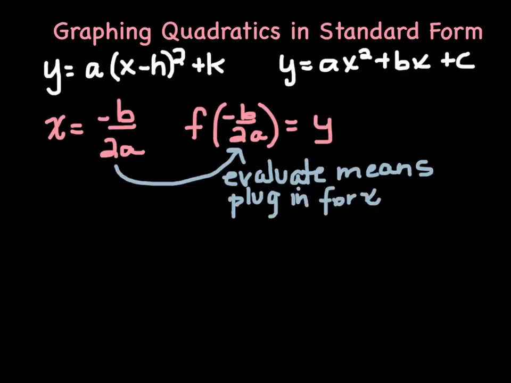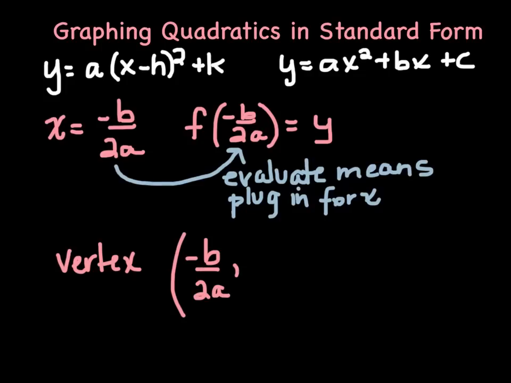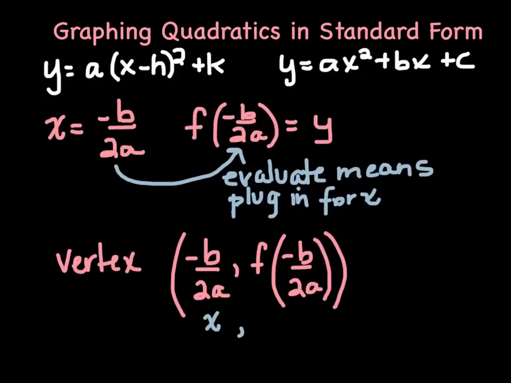For x. So if I were to write this as an ordered pair, the vertex in standard form is going to be negative b over 2a to find the x, and the function evaluated at negative b over 2a. That's going to be my y. So this is the x, this is the y.